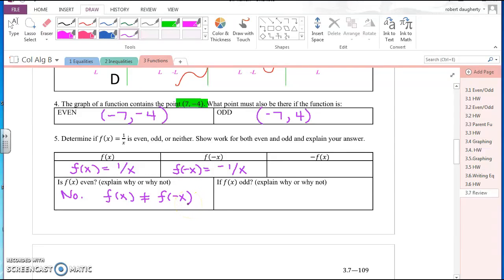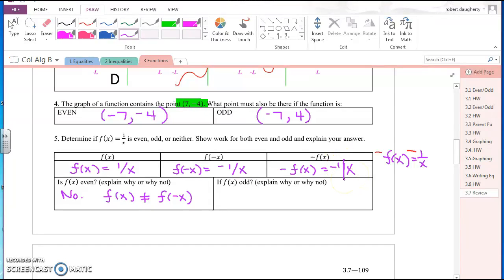So I've got to go further. It could be odd, so let's try to figure that one out. Negative f of x is just sticking a negative sign in front of f of x. Remember, f of x is 1 over x. So if I stick a negative in front of f of x, that's also a negative there. So negative f of x is equal to negative 1 over x.